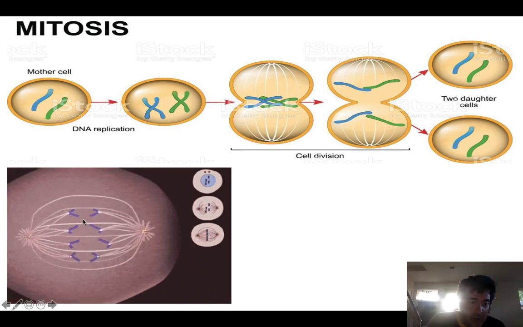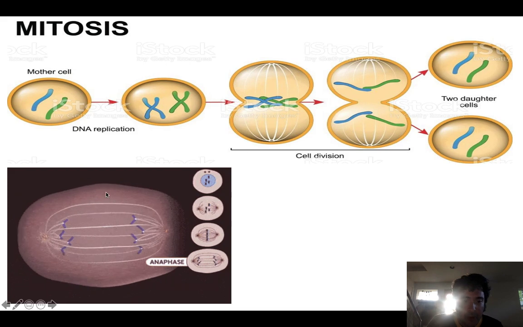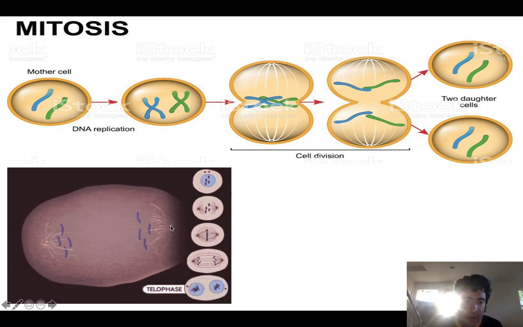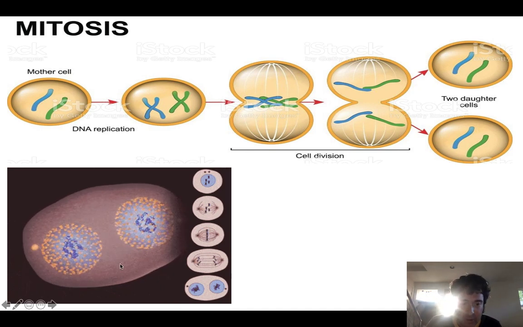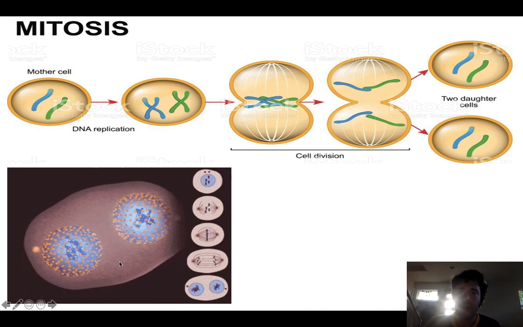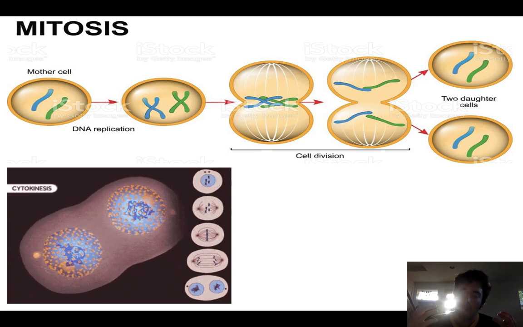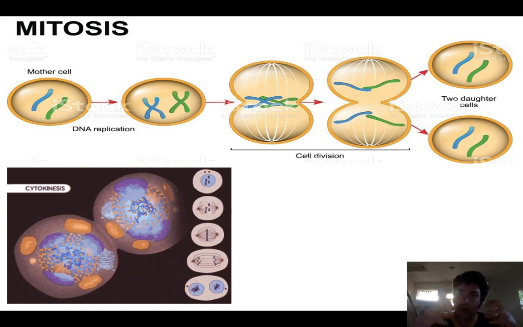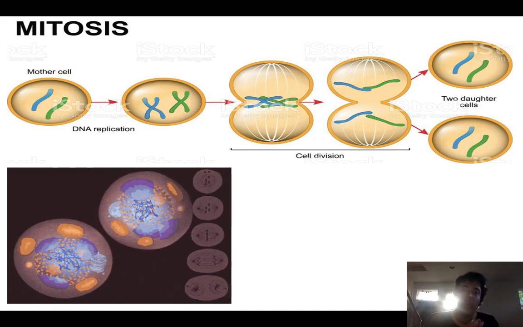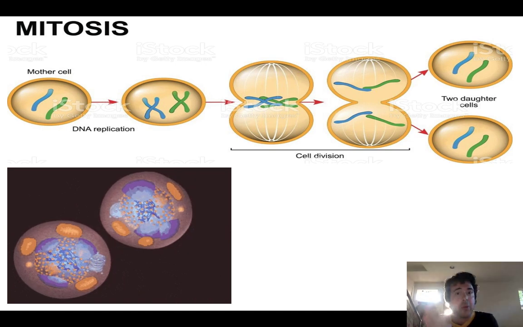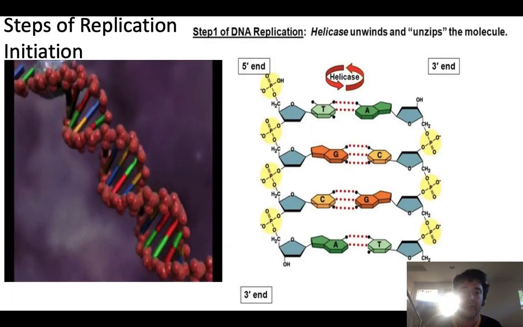Then you have metaphase, when all of the chromosomes line up. Anaphase, where the mitotic spindle pulls them to opposite sides of the cell. Telophase, where the nucleus reforms around each set of chromosomes. And then cytokinesis, where the cell divides. That's mitosis. Why does DNA replication occur? It occurs in preparation for mitosis, or cell division. DNA replication is when DNA is used to make more DNA. It happens in the nucleus, in preparation for mitosis.